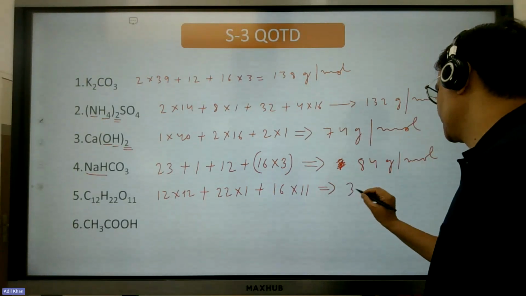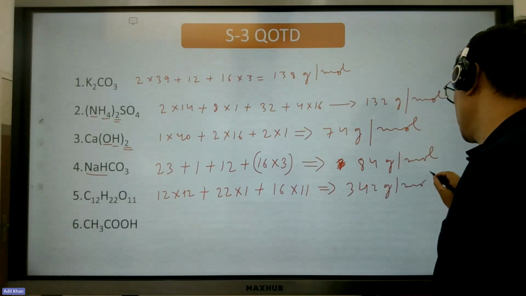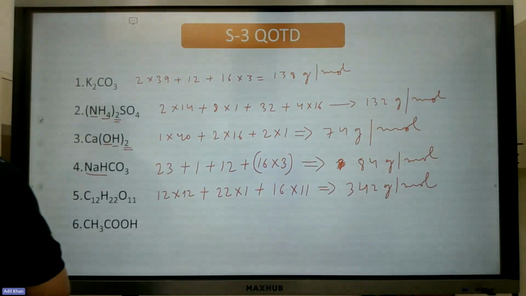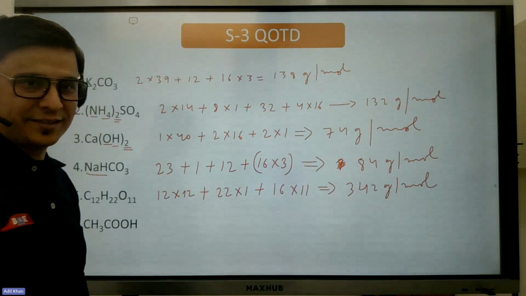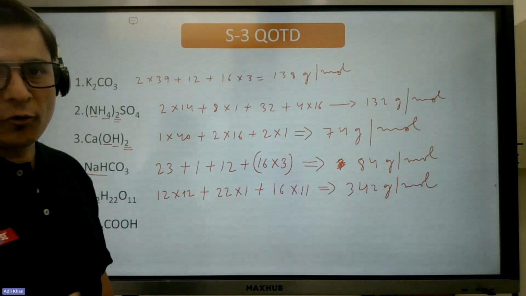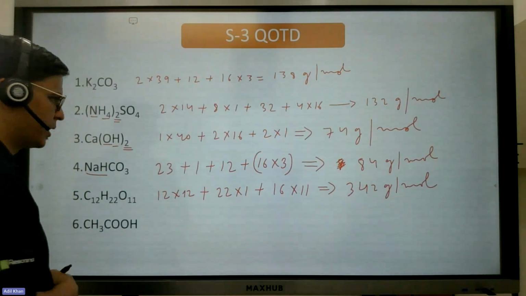Correct answer. So this is 342 gram per mole, with respect to C12H22O11. What is the common name for this? Something sweet in taste? Yeah, find out. Next one is your acetic acid or vinegar. It is used in your noodles and all, basically the Chinese thing.